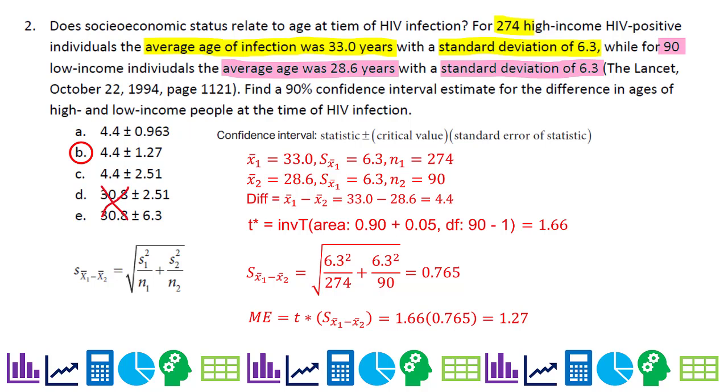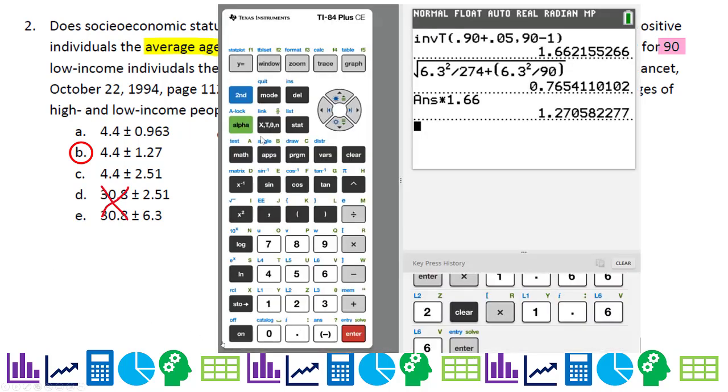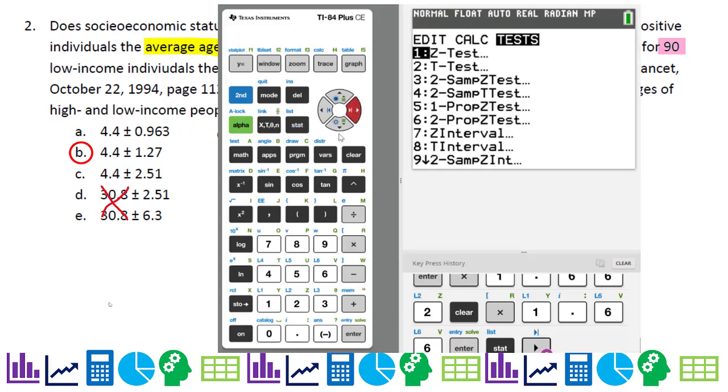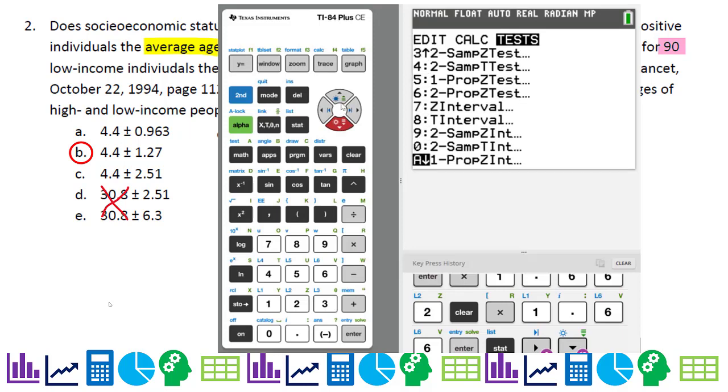But there is, in a way, an alternative method to do this problem. Okay, so we calculated everything by hand, which is fantastic, but there could be a shorter way to do this. What we're going to do is create a 2-sample t interval. So we're 2-sample, and we've got to make sure it's a t interval. There it is, 2-SampTInt, and hit enter.